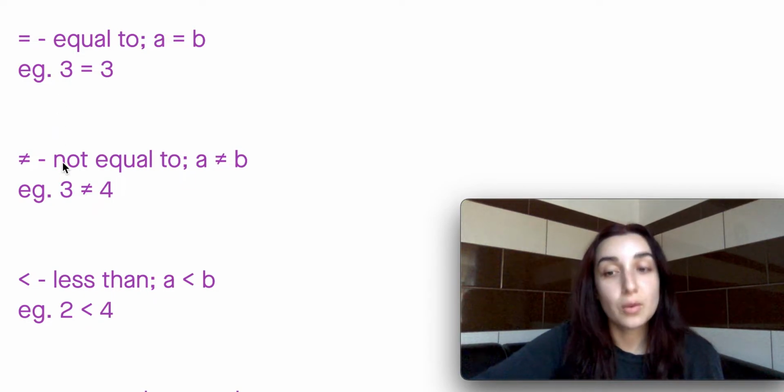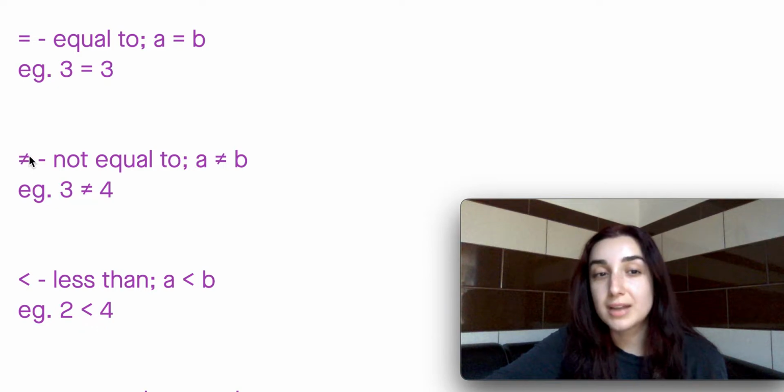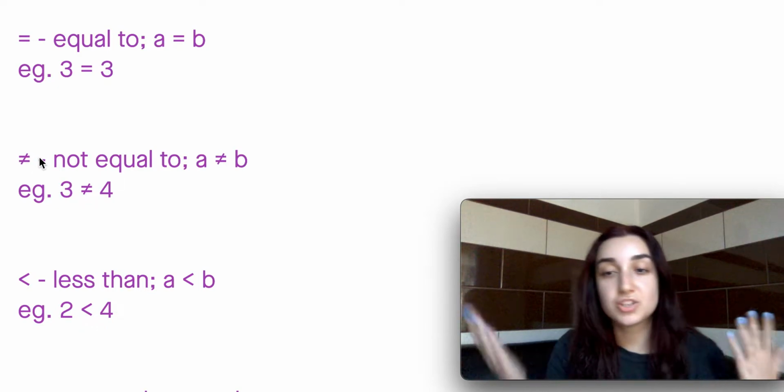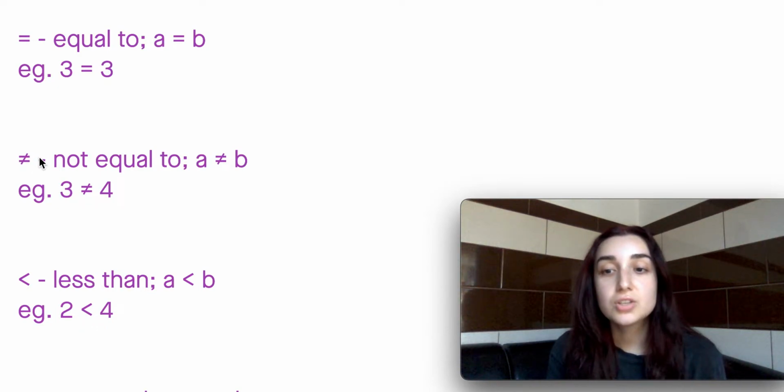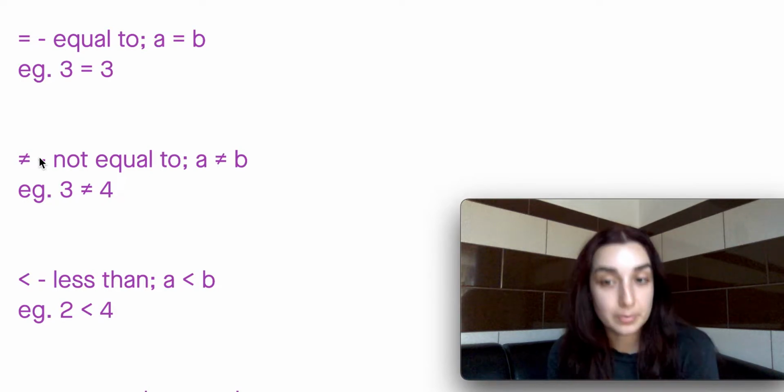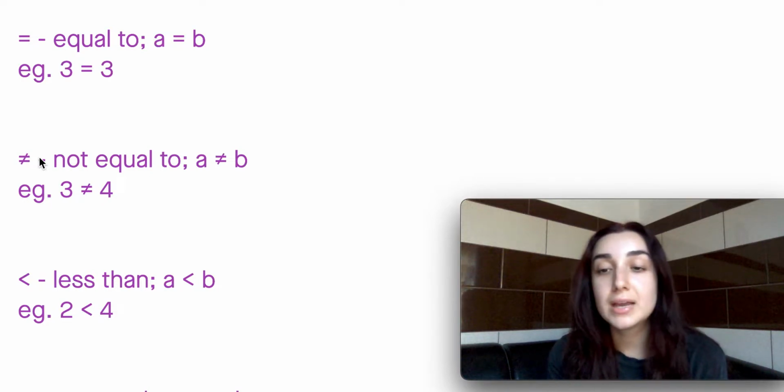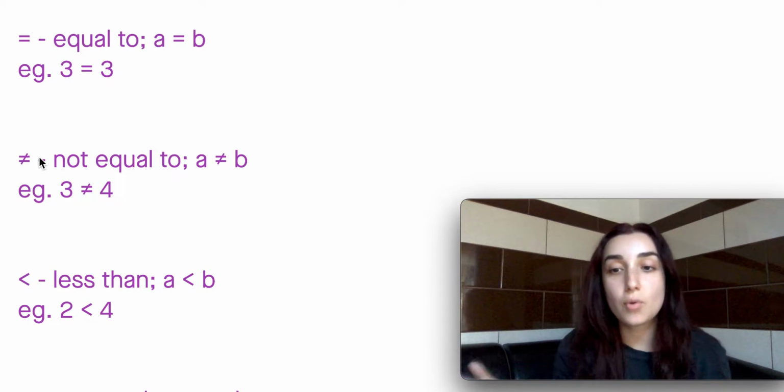The next symbol that we'll be talking about is the not equal sign. As you can see, the not equal sign is the same as the equal sign, but it just has a line through it. So for example, A is not equal to B. That means that A and B are two completely different numbers that are never equal to each other. They're never the same. So for example, 3 is not equal to 4 because 3 and 4 are two completely different numbers.